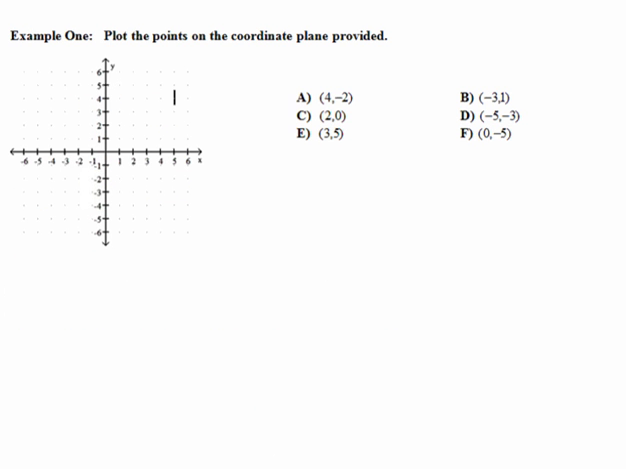Our first example in this section is to actually plot these points. So my first point is 4, -2. That means I'm going to go across to 4, to the right, and down 2. So 4, -2 would be right here.